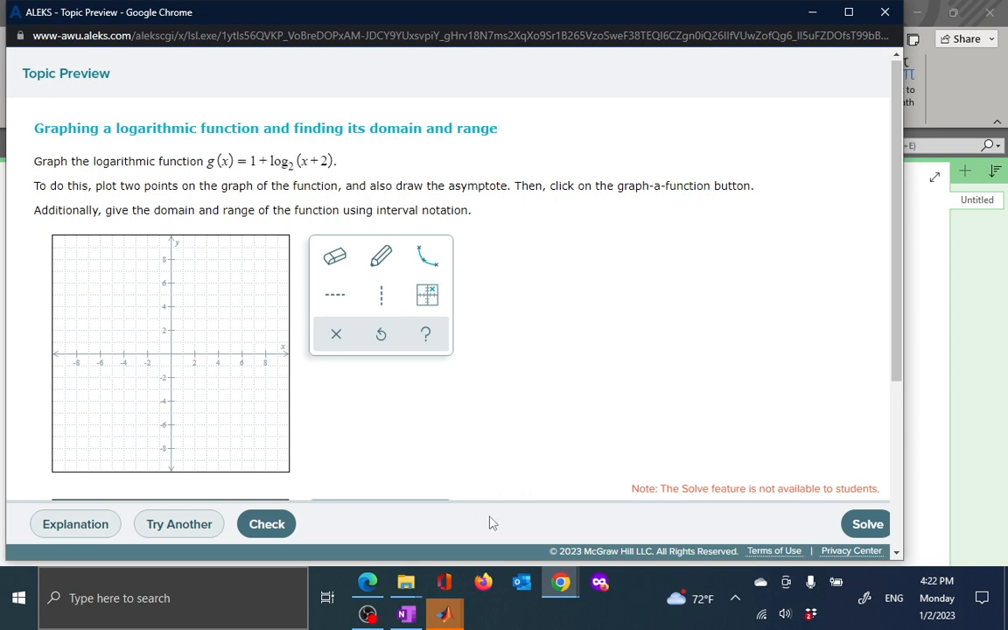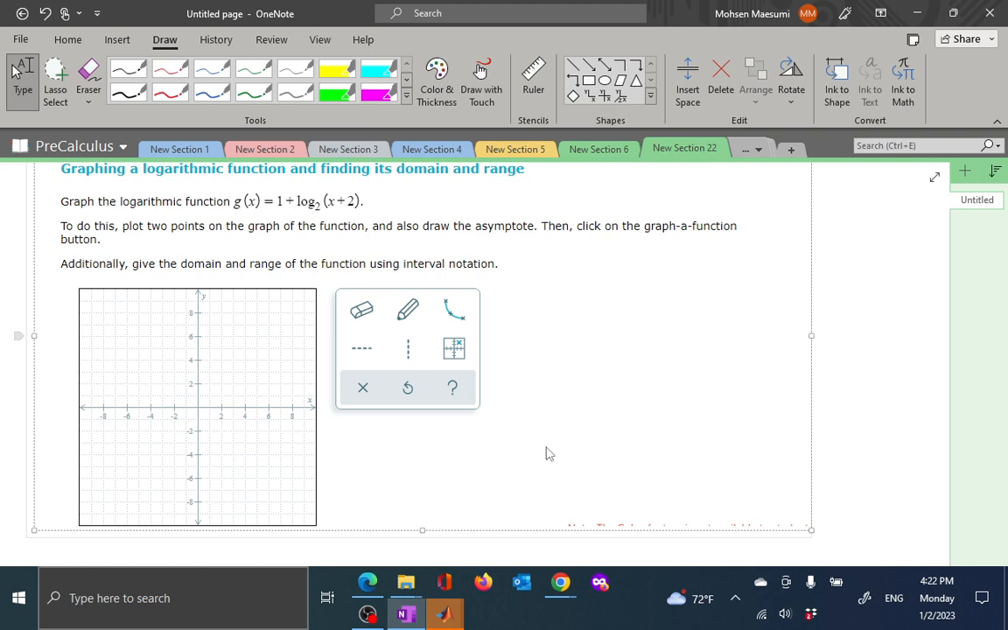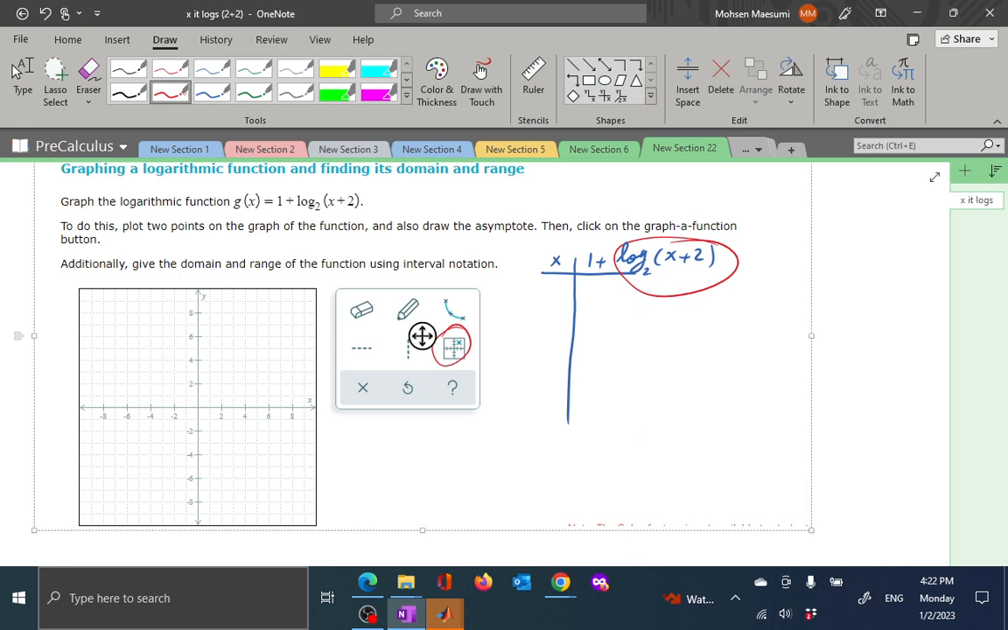So let's go back and explain this in our page here. We want to graph 1 plus logarithm of x plus 2 in base 2. So the issue is this has to be a friendly number. We don't want the decimal number because our point plotter here is just very simple. So what's an easy number?